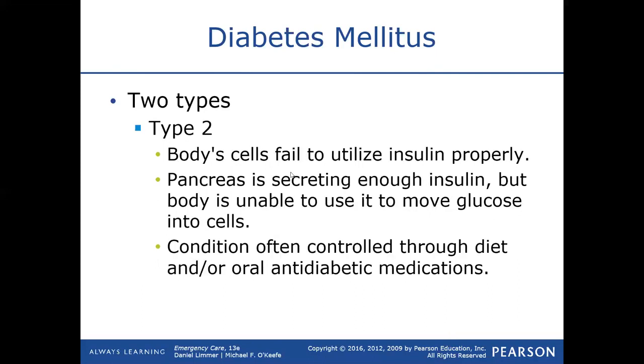Okay. Type 2 diabetes, the body cells fail to utilize insulin properly. The pancreas is secreting enough insulin, but the body's unable to use it to move the glucose into the cells. The condition is often controlled through diet and or oral anti-diabetic medications. So type 2 is acquired, in my opinion. This is type 2 diabetes, generally speaking, and there are some hereditary things that can happen.